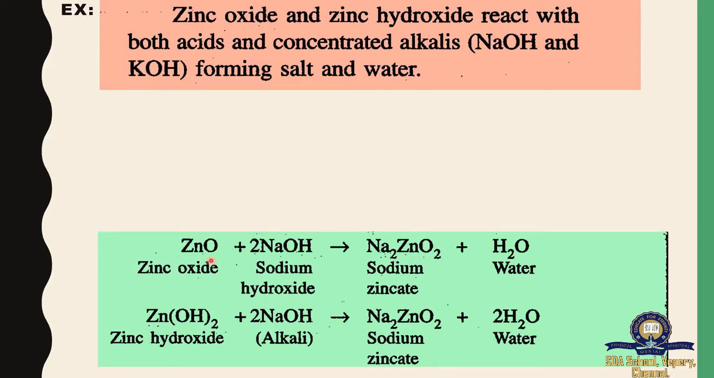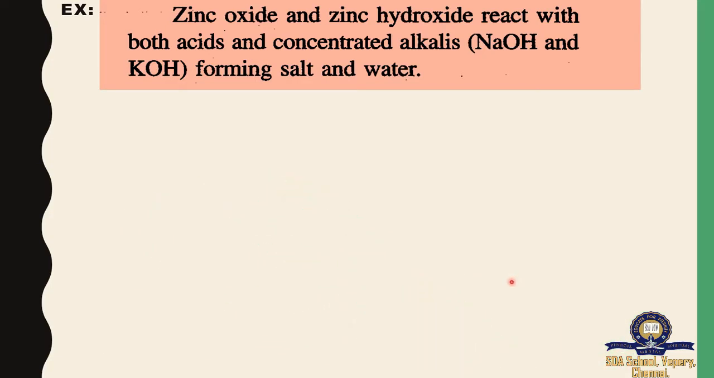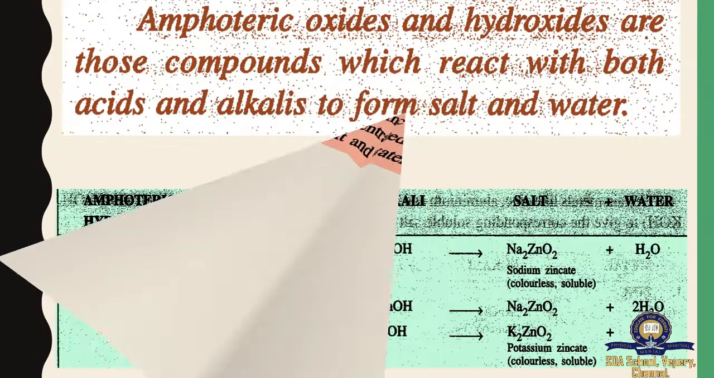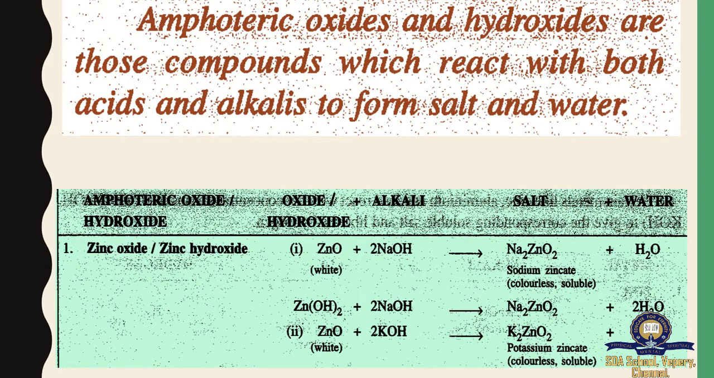Next, the zinc oxide reacts with a base, sodium hydroxide, forming sodium zincate and water. So you see here it reacts with acid as well as a base and gives us salt and water. That's why we say this is amphoteric in nature. Amphoteric oxides and hydroxides are those compounds which react with both acids and alkalis to form salt and water.